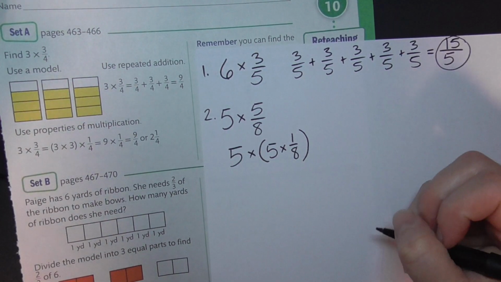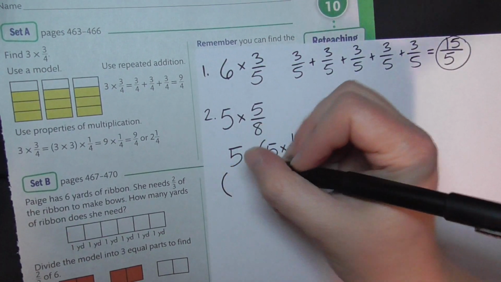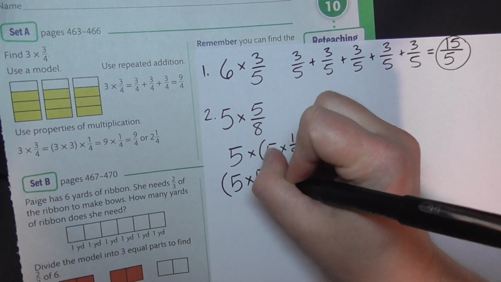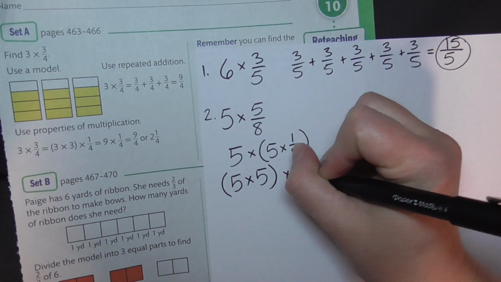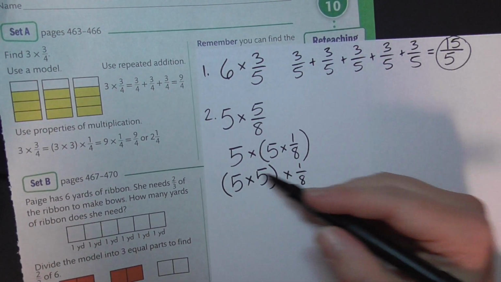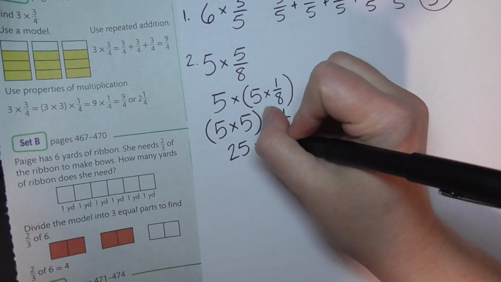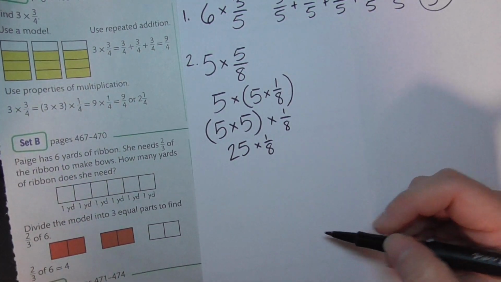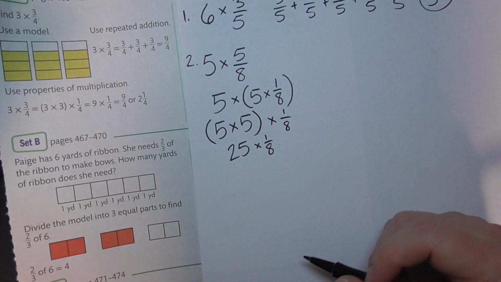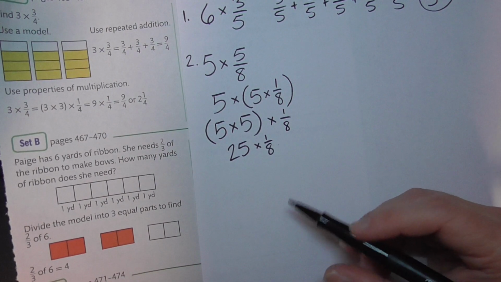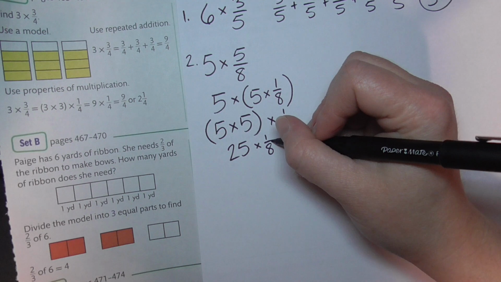We've broken this down into this. Now, our associative property of multiplication tells us that we can multiply in any order and our product or our answer will be the same. So now we're going to put the parentheses around our 2 wholes and have 5 times 5 times 1/8. So 5 times 5 is 25 times 1/8. So we've just made this a little bit simpler. And now that we have 25 times 1/8, what we would do, if you're doing repeated addition, you know that you've got 25 1/8.